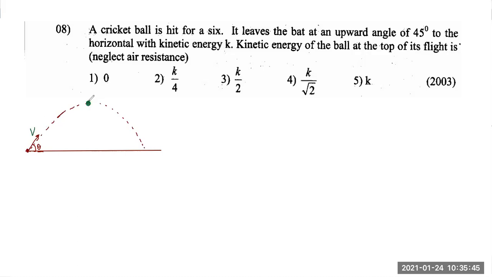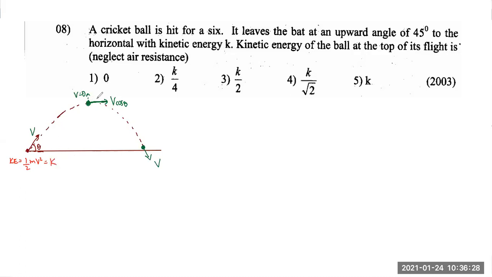So at the topmost part, we know the vertical component of velocity is 0. There will be only the horizontal component of velocity, that is V cos theta. And when the object reaches the ground, again, if the air resistance is ignored, the final velocity is also V, same velocity. Now, initially, the kinetic energy is equal to half mv squared, and that is equal to K according to the question. Okay, initial kinetic energy is K.